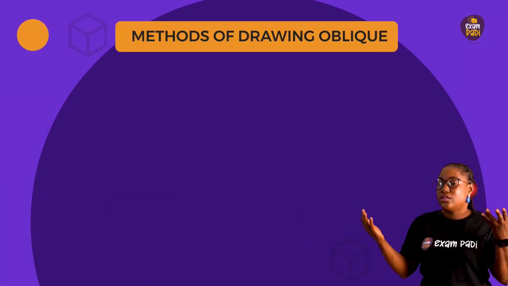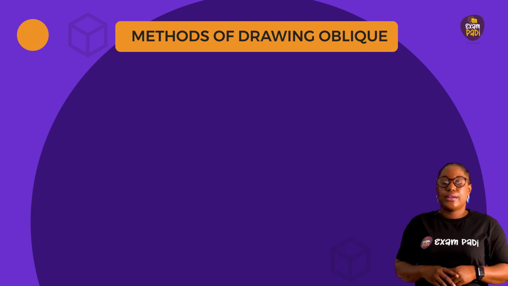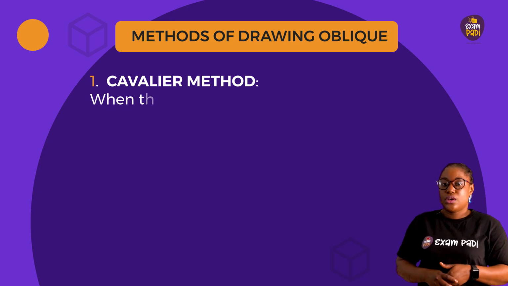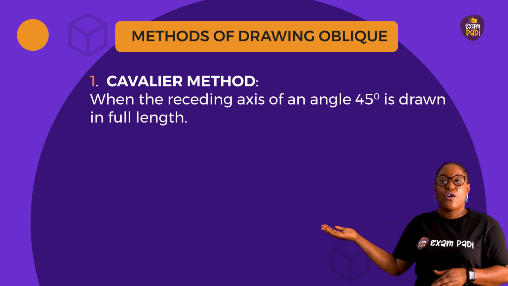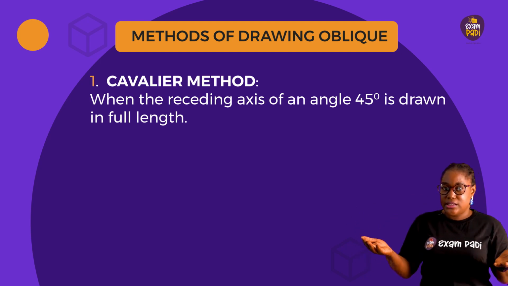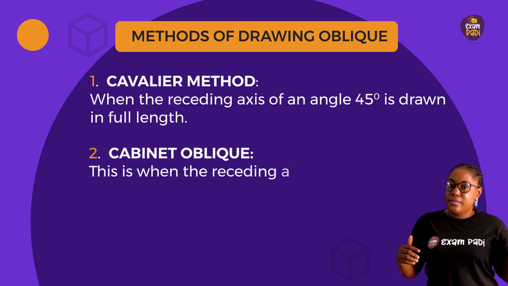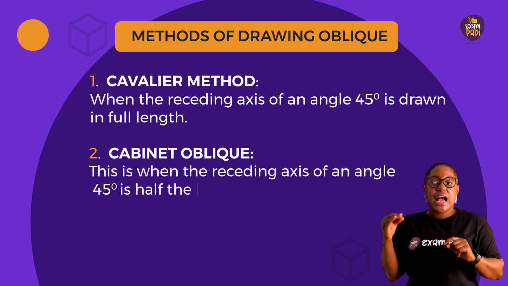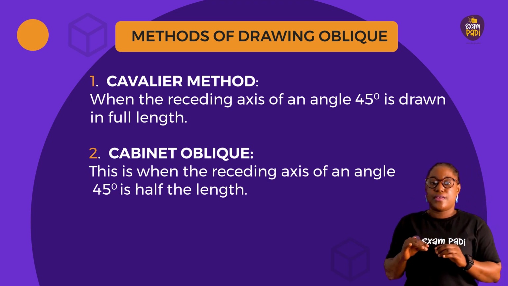Now, what are the methods of drawing an oblique drawing? Number 1, we have the Cavalier method, in which the receding axis of an angle 45 degrees is drawn in full length, while we have the cabinet oblique, and in this method, the receding axis of an angle 45 degrees is half the length.